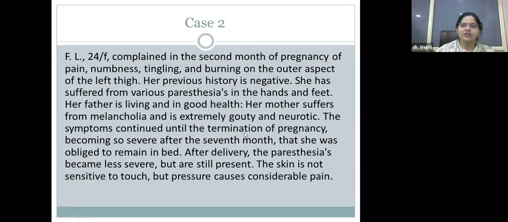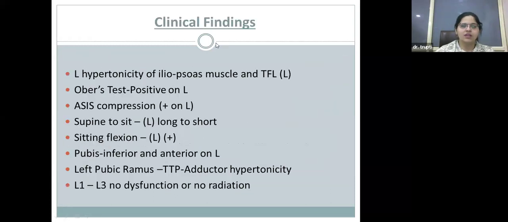The symptoms continued until the termination of pregnancy, becoming so severe after the 7 months that she was obliged to remain in bed. After delivery, the paresthesia became less severe but are still present. The skin is not sensitive to touch, but pressure caused considerable pain. These are her clinical findings.